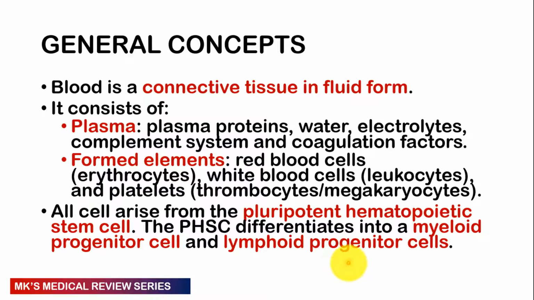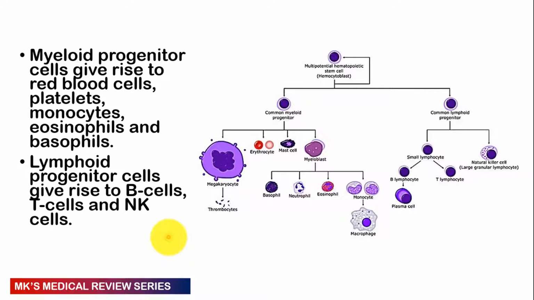The lymphoid progenitor cell is responsible for the synthesis ultimately of T lymphocytes or T cells, B lymphocytes or B cells, as well as NK cells or natural killer cells. The other kinds of cells are synthesized by the myeloid progenitor cell. These include neutrophils, monocytes, megakaryocytes, erythrocytes, eosinophils, and basophils. Here is a schematic to help you visualize everything that I've been talking about.